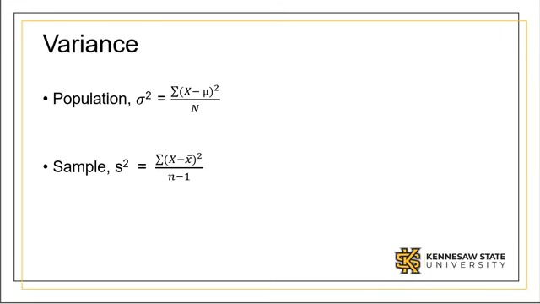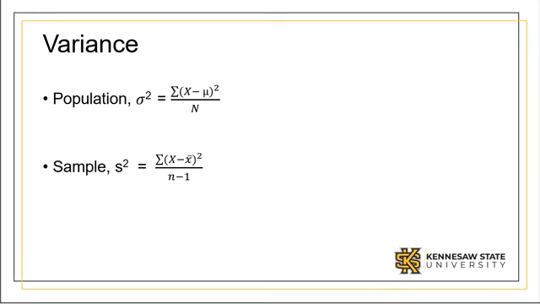Variance is a more complex and useful measure of dispersion. It is equal to the sum of the squared deviations from the mean divided by the sample size. Sigma squared is used for population variance, and S squared is used for sample variance. Note that these two formulas are slightly different.